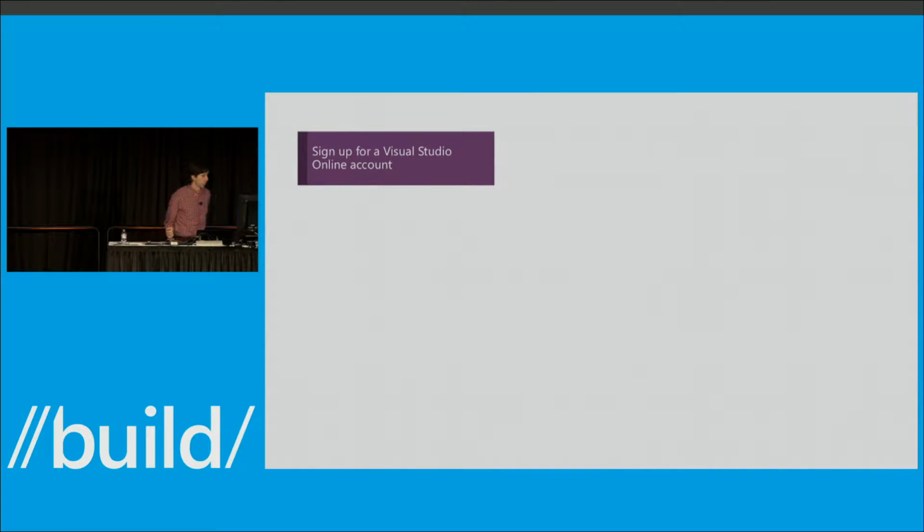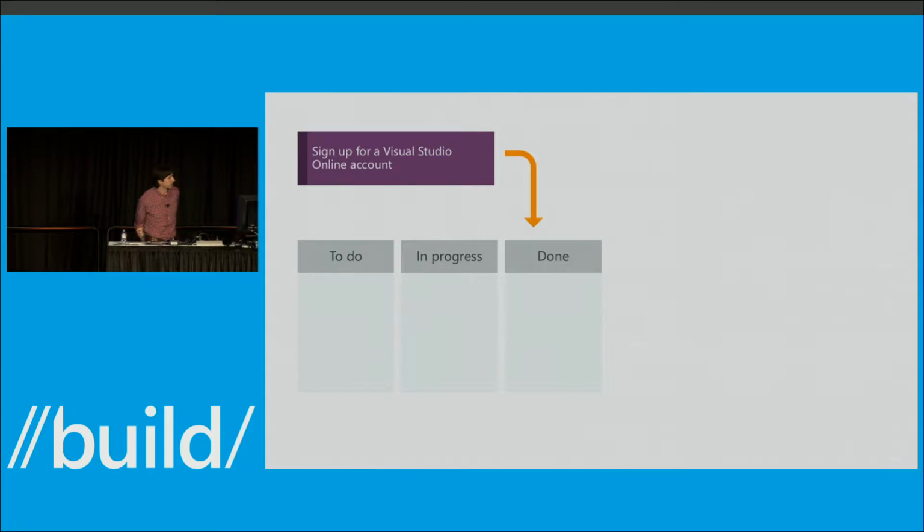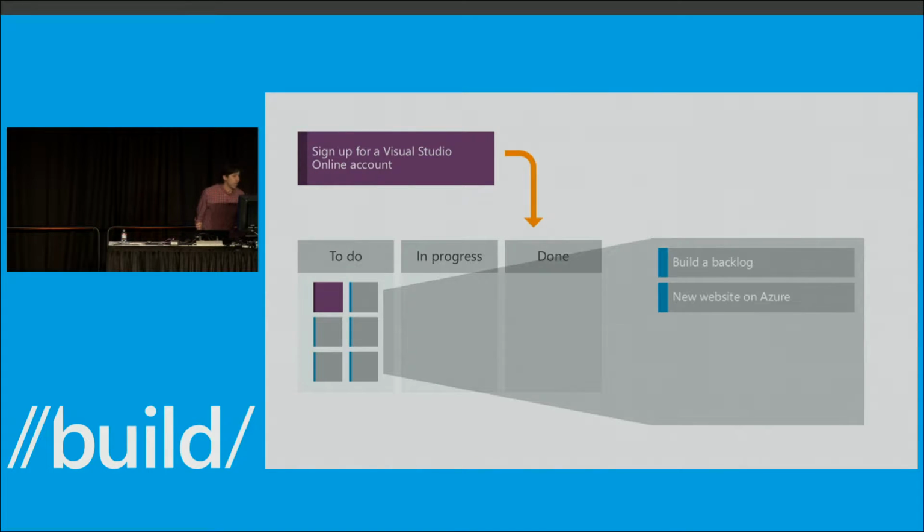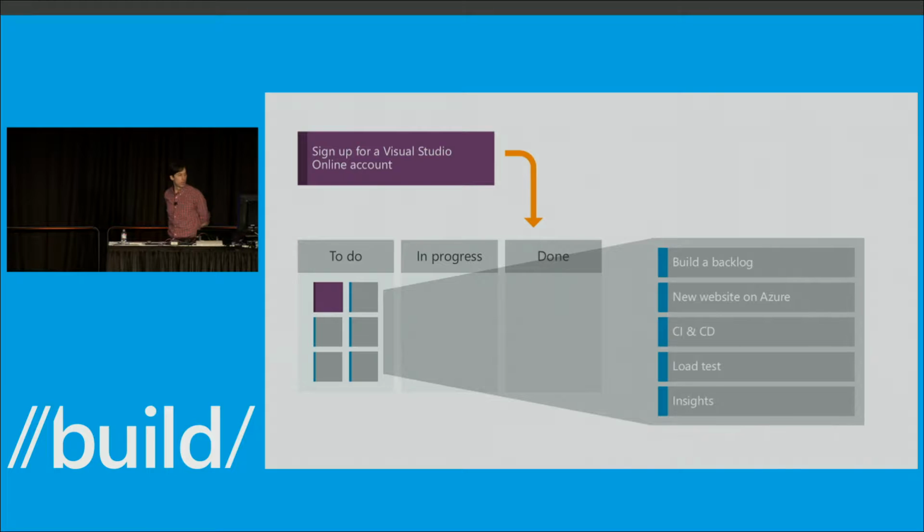So let me tell you what we're going to do for our demo and give you a little outline. We're going to show what it takes to sign up for a VSO account. I know a lot of people already have accounts, so we'll get through that part quickly. Then we're going to create our own little Kanban board of tasks and build a quick backlog. We're going to create a website on Azure and deploy to it using continuous integration and continuous deployment. We're then going to set up some load testing for that application, and use Application Insights to monitor our telemetry.